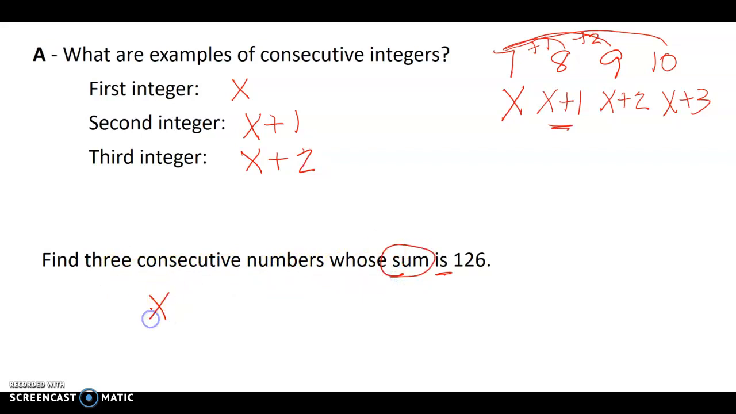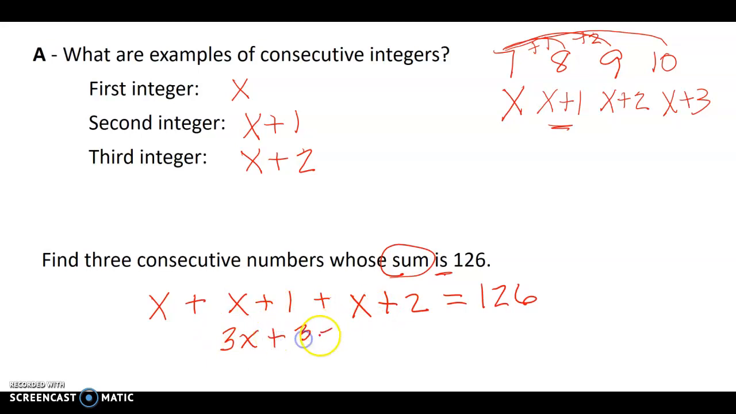We create our equation by adding those, because it says the sum of those 3 values. So here's my first term. I'm going to add to it my second number. Here's the second number. I'm going to add to that my third number, and set it equal to 126. Now it looks like an equation we've solved before. I'm going to collect together my x's, which gives me 3x, add together the other terms, which is plus 3, and I'm going to solve for x.